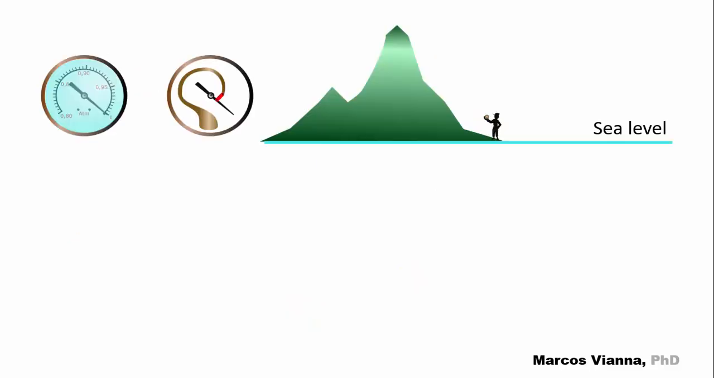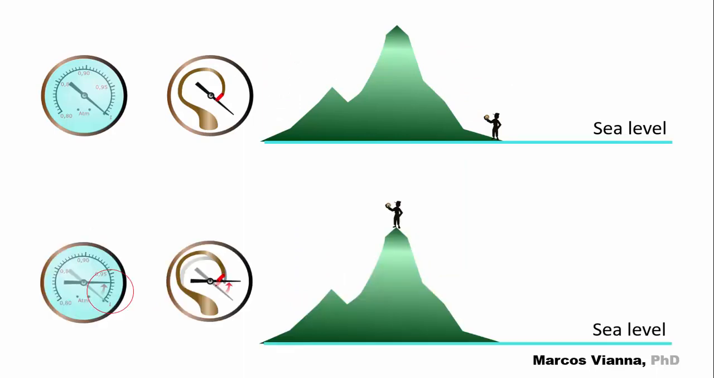See how it works. It will indicate 1 atmosphere at sea level, but if we climb a mountain, the outside pressure will be lower. So the pipe will tend to extend, and the pointer will show that the atmospheric pressure has decreased.